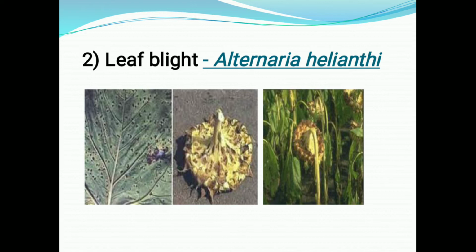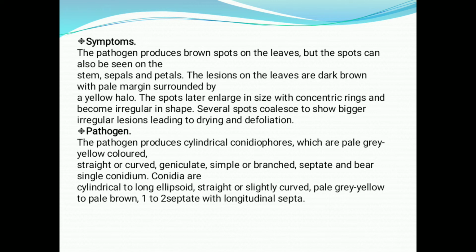The next disease is leaf blight, which is caused by Alternaria helianthi. Symptoms: the pathogen produces brown spots on the leaves, but the spots can also be seen on the stem, sepals, and petals. The lesions on the leaves are dark brown with a pale margin surrounded by a yellow halo. The spots laterally enlarge in size with concentric rings and become irregular in shape. Several spots coalesce to form bigger irregular lesions leading to drying and defoliation.